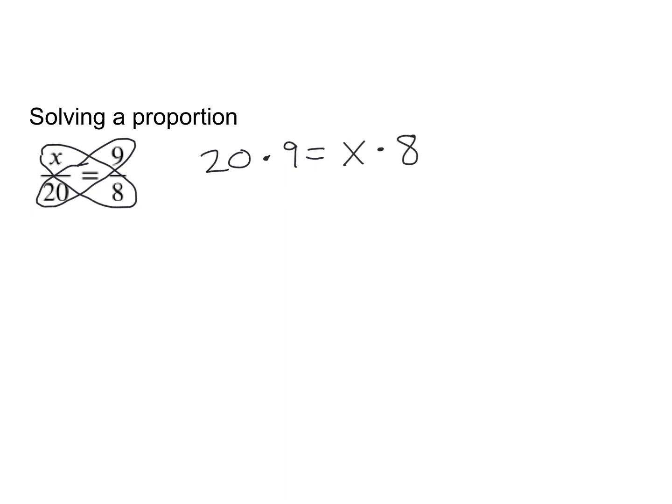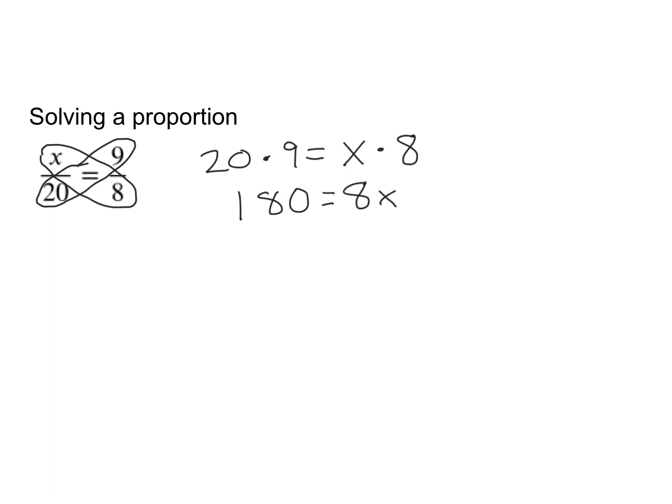So now I have to figure out what is x. The first thing I'm going to do is figure out what is 20 times 9. 20 times 9 is 180. So now I have 180 equals 8x. I just changed how I wrote that, but that is the same thing. We're saying 8 times x equals 180.